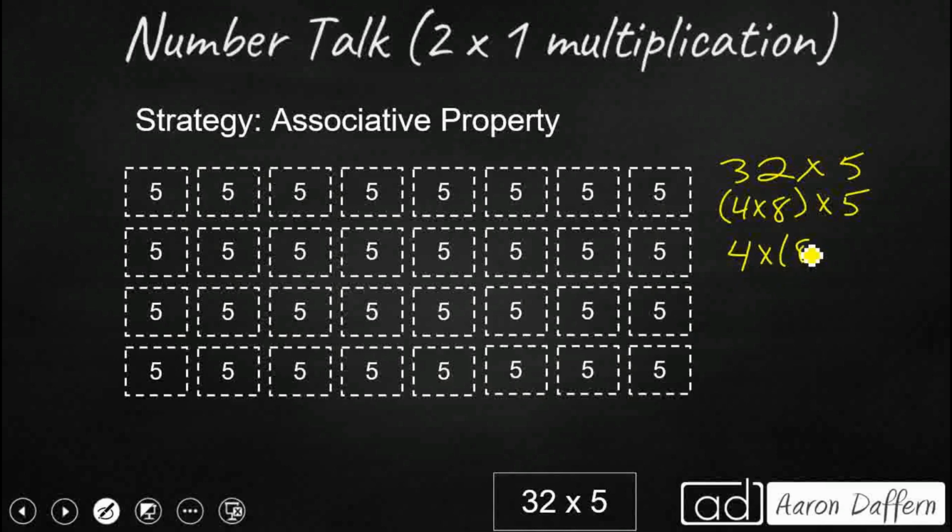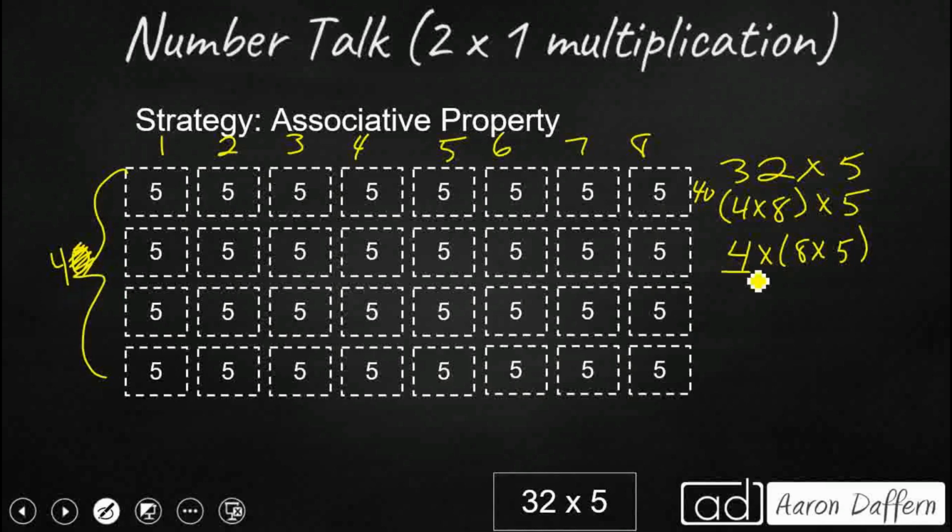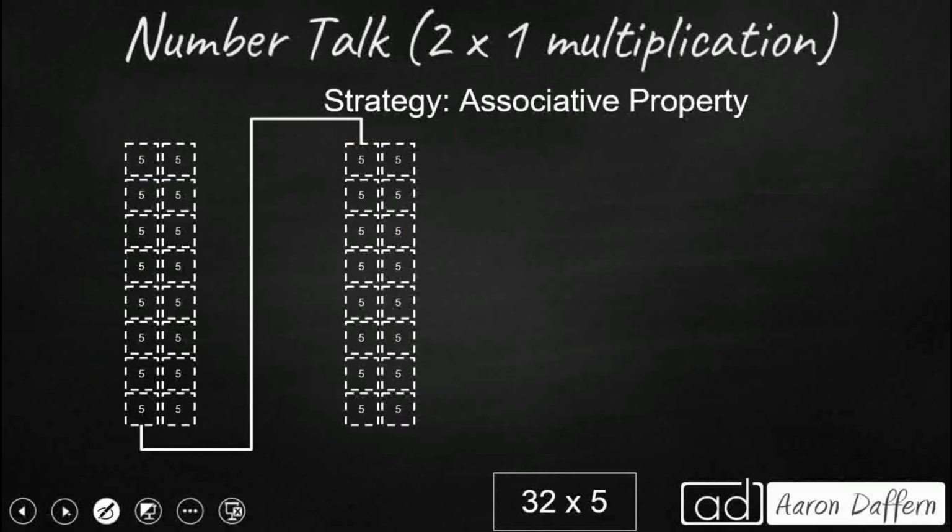And I'm shifting my parentheses to where instead of 4 times 8, I want 4 groups of 8 times 5. And that's what we have here. I've got 1, 2, 3, 4, 5, 6, 7, 8 groups of 5. So that's going to be 40. And I've got 4 rows. So there's my 4 right there. So I've got 4 rows of 40, 40, 80, 120, 160.